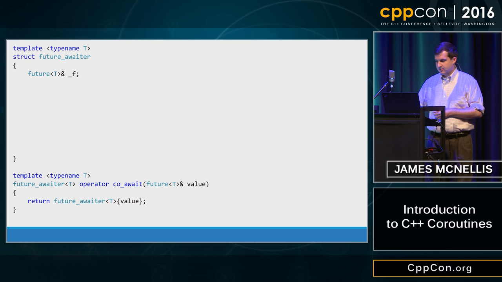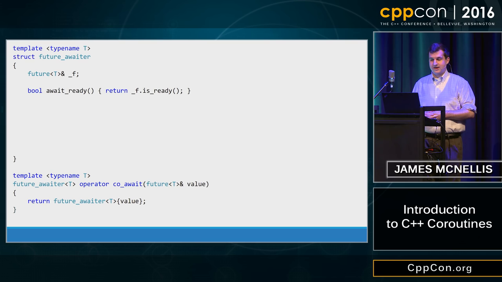So you can see here, we just store a reference to the future of T inside of our awaiter, and then our operator co_await just wraps up or constructs an instance of the future_awaiter from that. To implement await_ready, all we have to do is call f.is_ready.